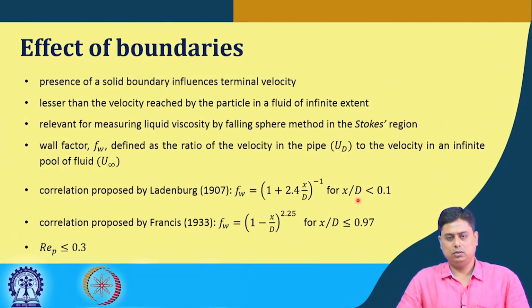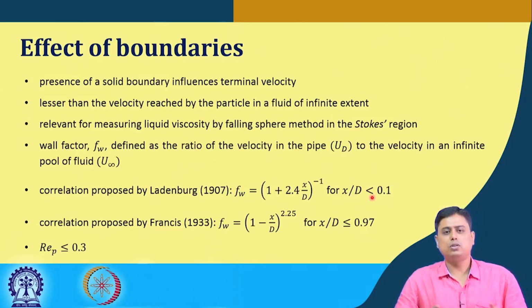Beyond that value, if it is a larger value, that means the particle diameter is either smaller or the container diameter is larger. If that happens, then this value becomes smaller and smaller. Then the influence on the terminal velocity becomes more and more pronounced when the sizes become comparable.